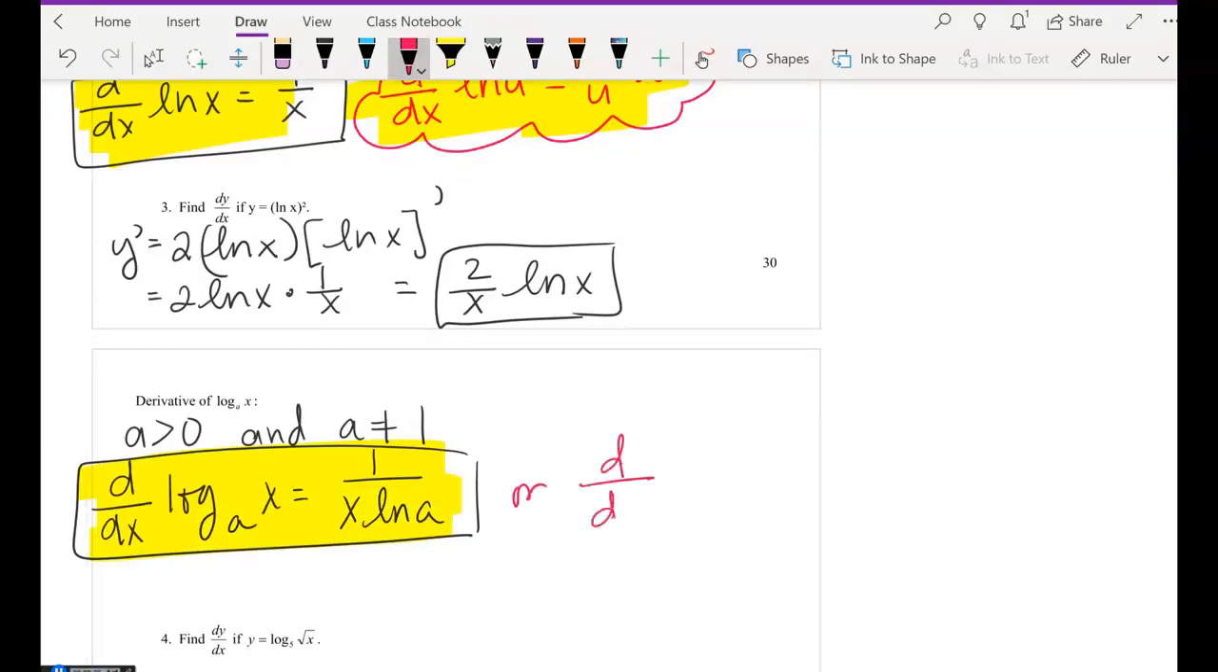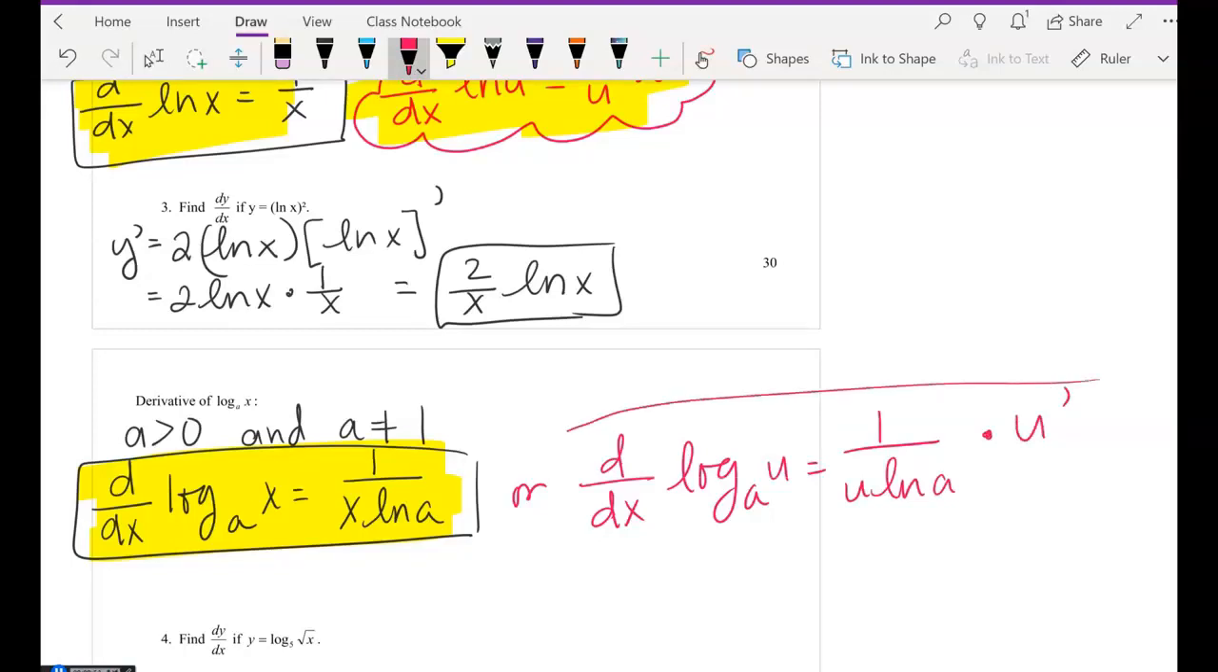Now, if some of us like to have u substitution, it's okay too. It's 1 over u times natural log of a, and the chain rule always says times u prime. So if you use u substitution, don't forget to multiply by the derivative of u. And this is the end of this video's notes.